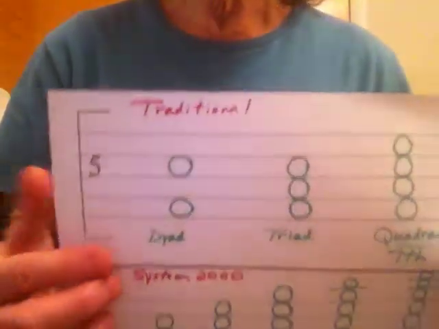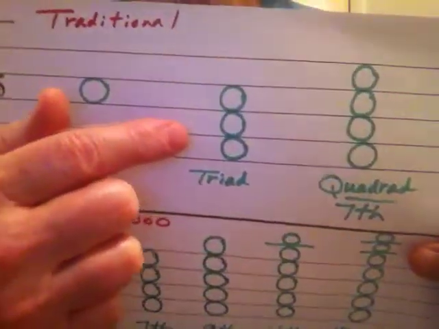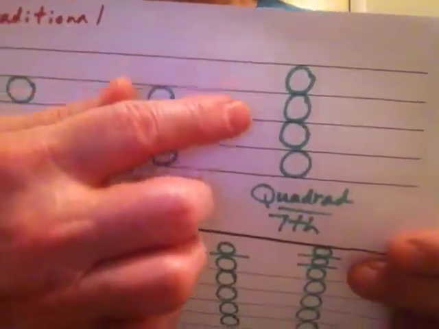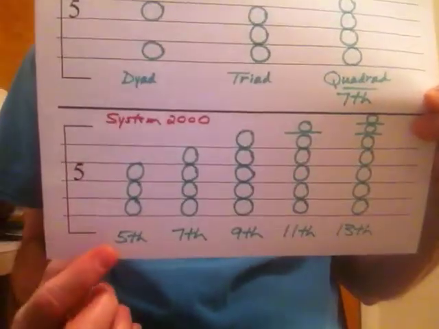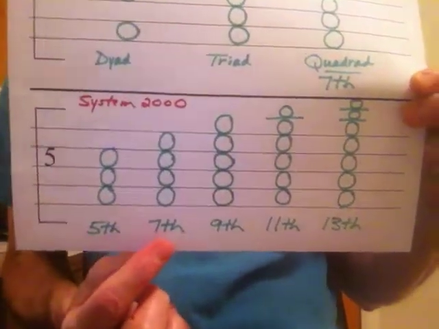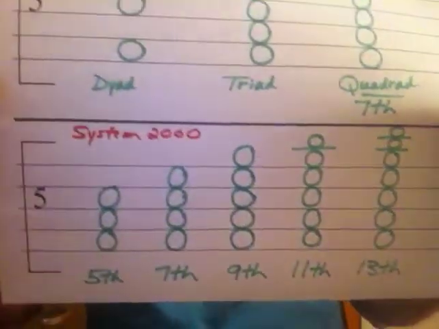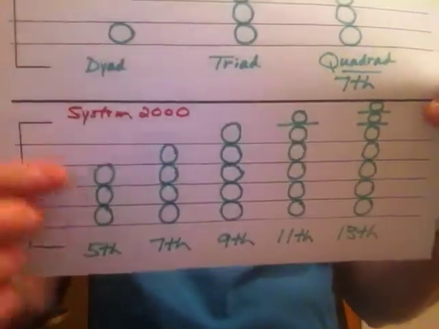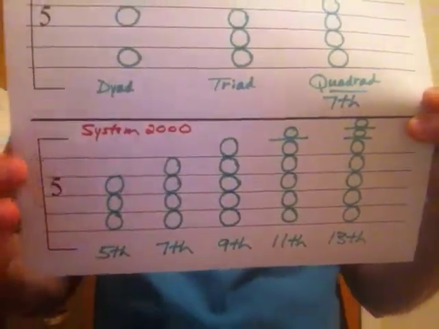Hello everybody. In my last video I talked about the traditional names for chords. They would call the 3-note chord a triad and the 4-note chord a seventh. Well, I call mine 5th chords, 7th chords, 9th chords, 11th and 13th chords. These are my System 2000 bass chords. Now, these chords are in the key of F, just so I can fit everything on there.